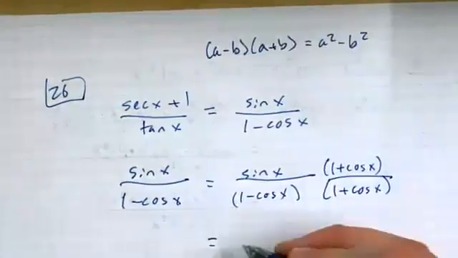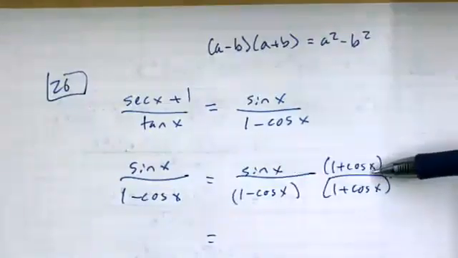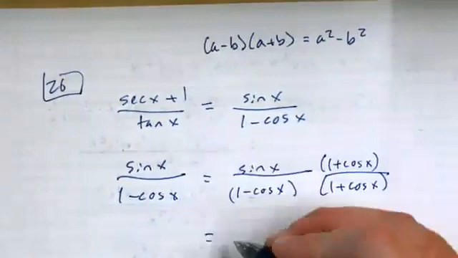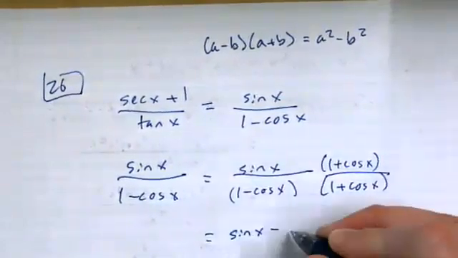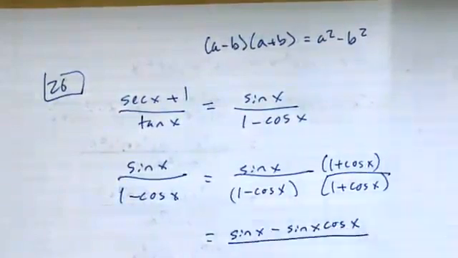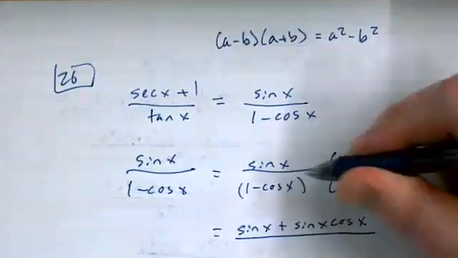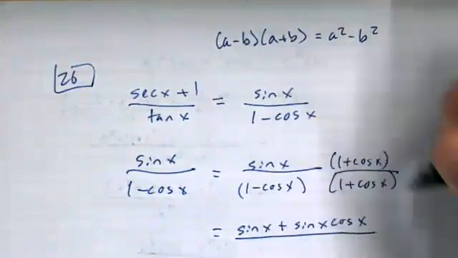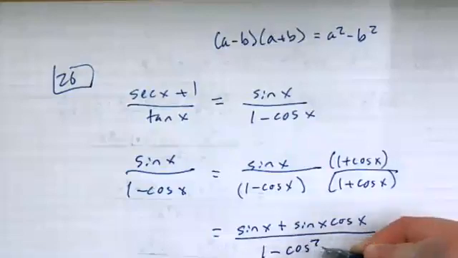I'm thinking whether I should distribute or not. Maybe don't. Should I distribute? Yeah, maybe I'll go ahead and distribute here. So that would be sine x minus sine x cosine x. I don't know whether that was a mistake. I might end up factoring that sine x out later. That should be a plus though, shouldn't it? Sine x times 1, sine x times cosine x. There should be a plus in between. And this turns into 1 minus cosine squared x.